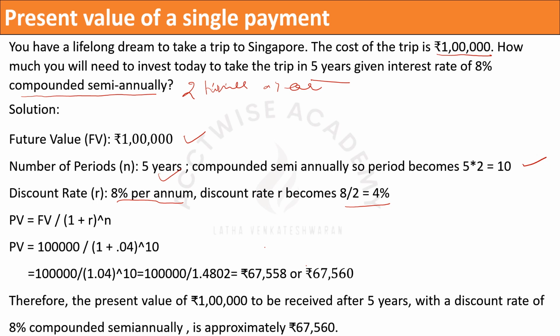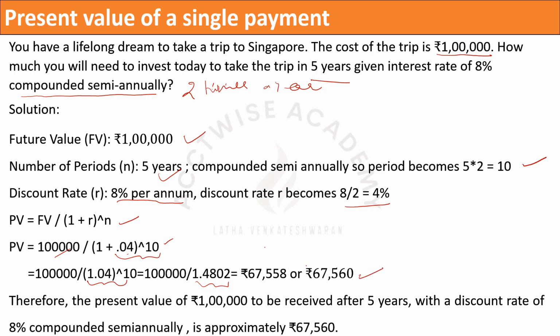So you know the formula, PV is equal to FV divided by 1 plus R the whole power n. Future value is 1 lakh, R is 0.04 and n is 10. So 1 lakh divided by 1.04 to the whole power 10. What is 1.04 to the whole power 10? It becomes 1.4802. When 1 lakh is divided by 1.4802, it becomes rupees 67,558, or 67,560 when rounded off.